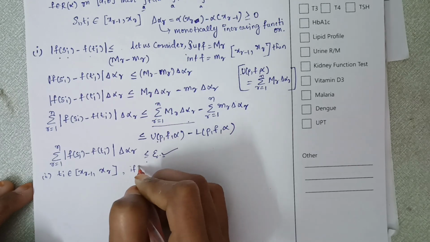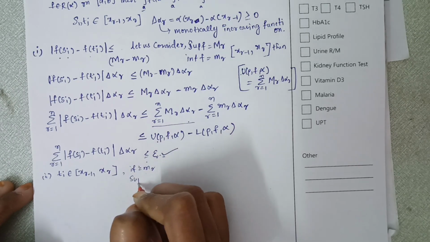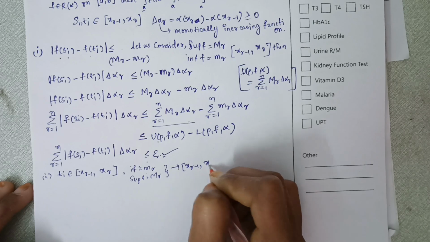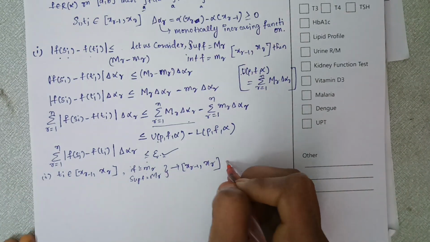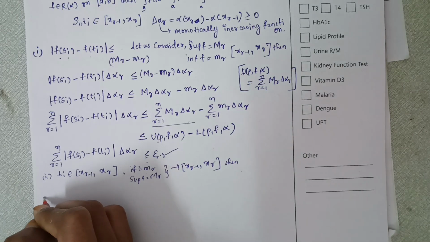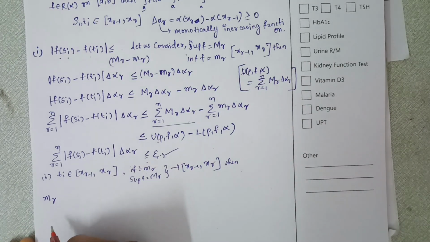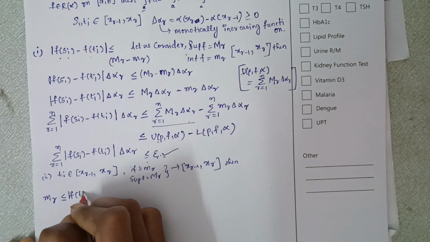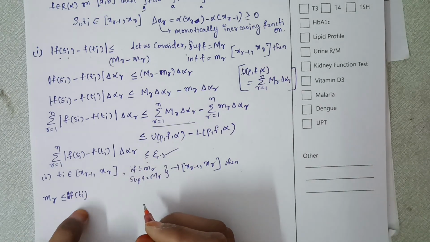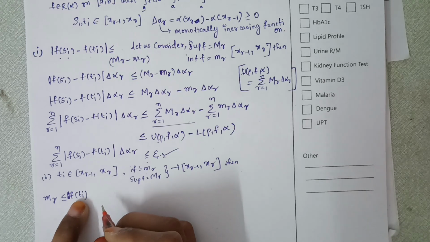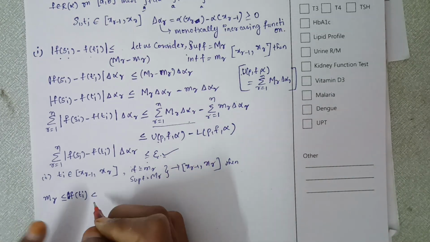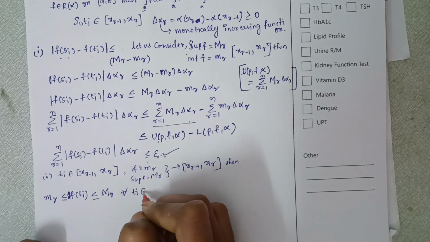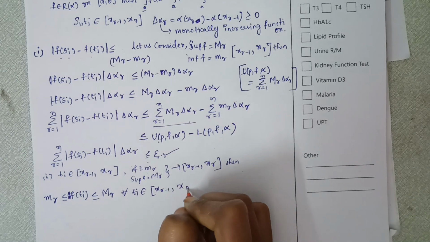And we know that infimum f is equal to small m_r and supremum f is equal to capital M_r, and these are in the closed interval [x_{r-1}, x_r]. Then we can write this t_i lies between m_r and M_r. The function f of t_i lies between small m_r and capital M_r, for all t_i belonging to [x_{r-1}, x_r].